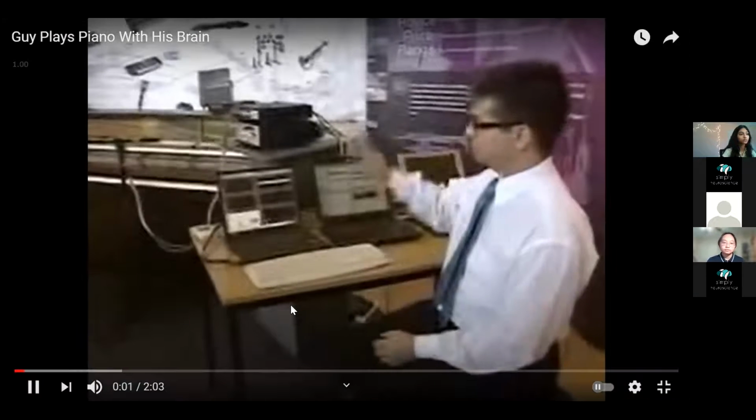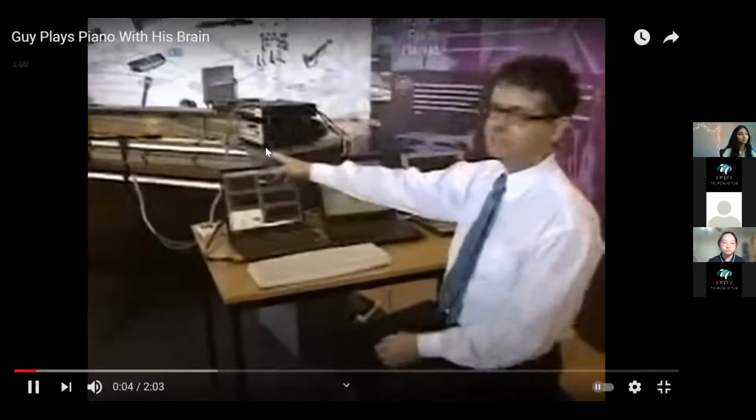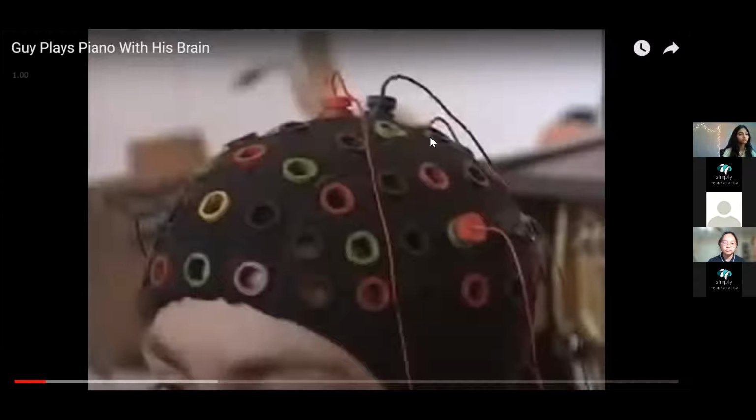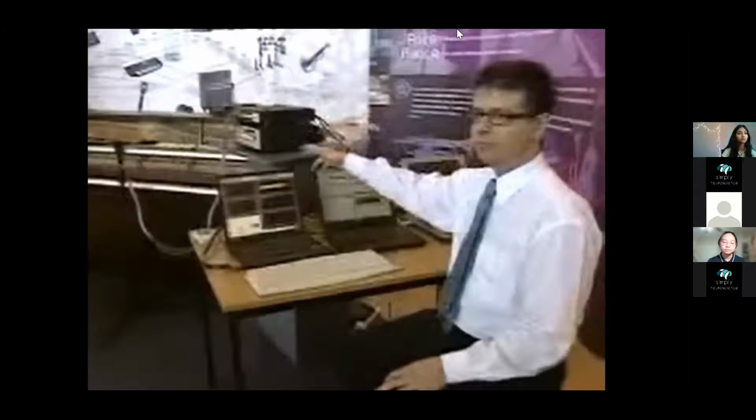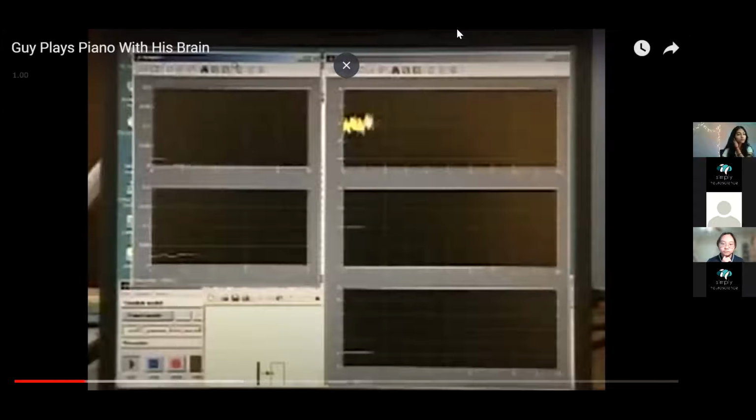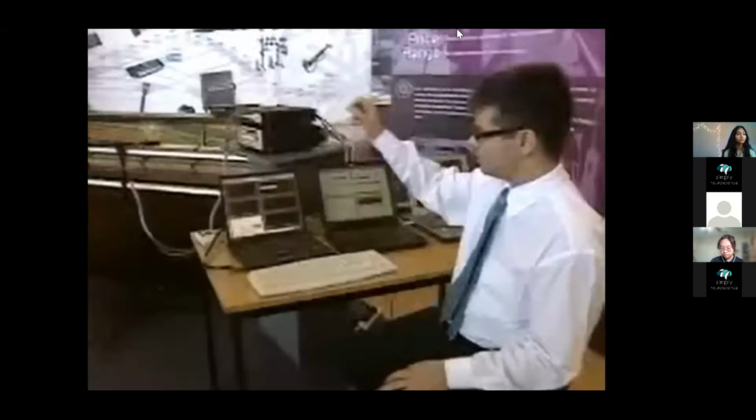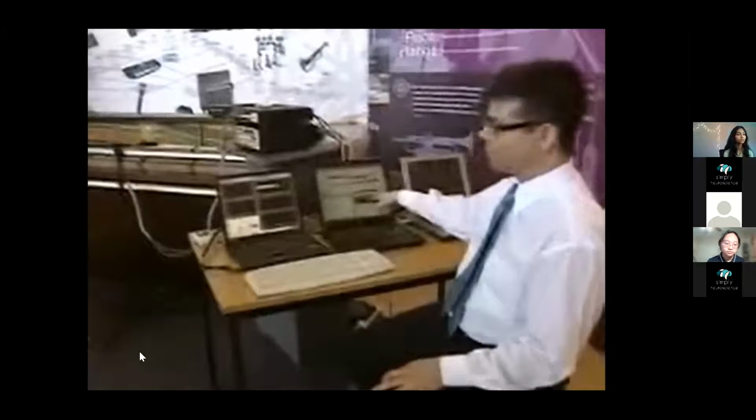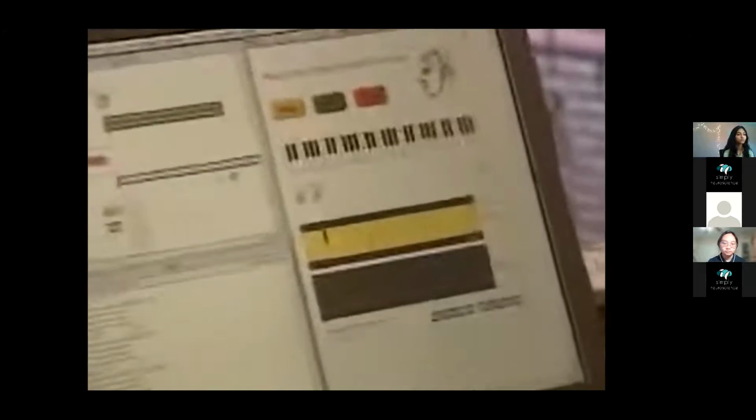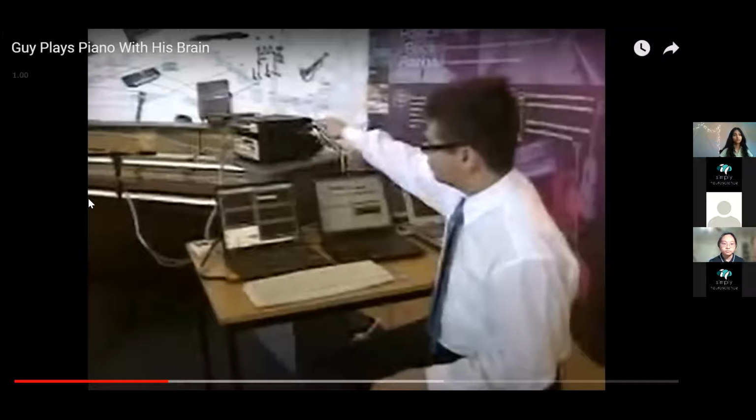System works as follows. It reads the electroencephalogram of the subject. This electroencephalogram is converted into digital form and enters this computer here, which analyzes the signal. And then the results of the analysis is sent to another computer, which composes the music based on the results of this analysis. And then this computer composes the music and sends information to the Yamaha clavier piano there, which then performs the music.